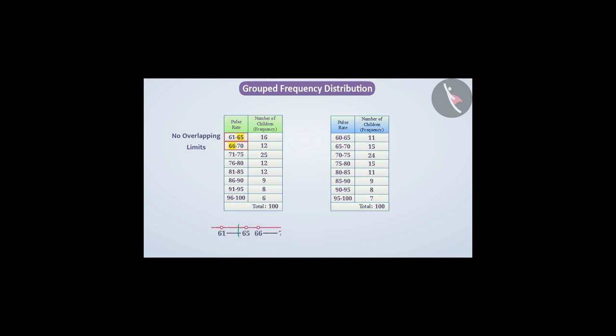Such classification or distribution of data when the classes are non-overlapping is called discontinuous frequency distribution. In this way, it is a discontinuous frequency distribution table. If we talk about this table, then there is overlapping of the classes in it. That is, the classes are overlapping. Such a distribution of data is called continuous frequency distribution. This gives us a continuous frequency distribution table.